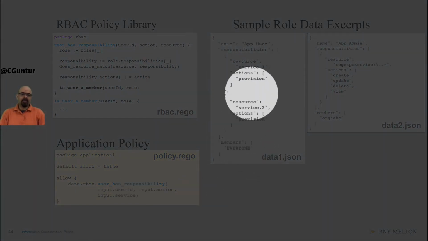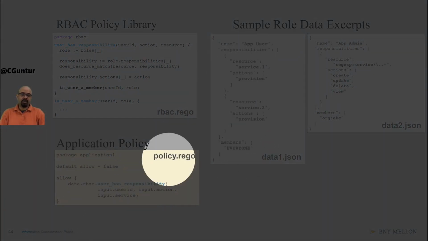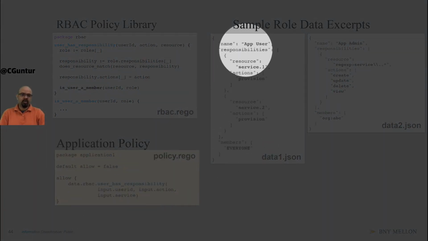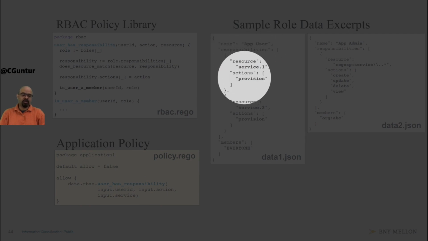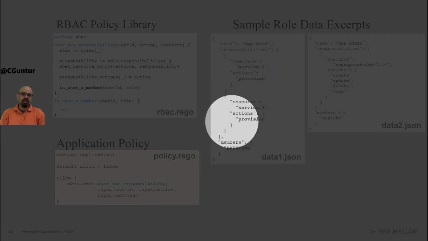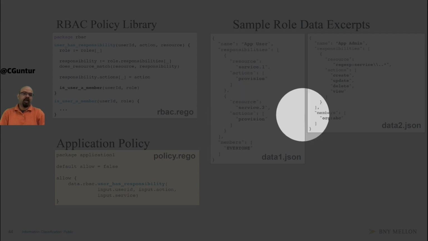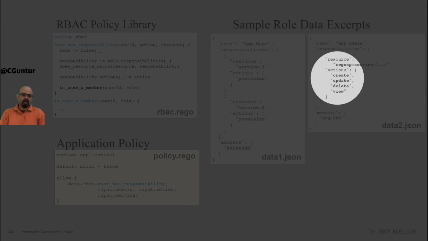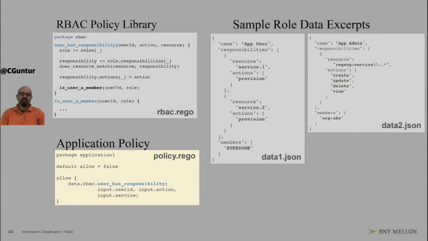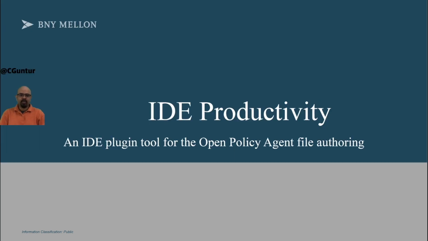Here are some sample data files this particular application policy may have encountered. You have application user with responsibilities on certain resources and actions, and its membership. And you also have application admins and its responsibilities, resources, actions, and membership. These are two examples of data. There could be several other data JSON files provided for RBAC. I just shared two here.